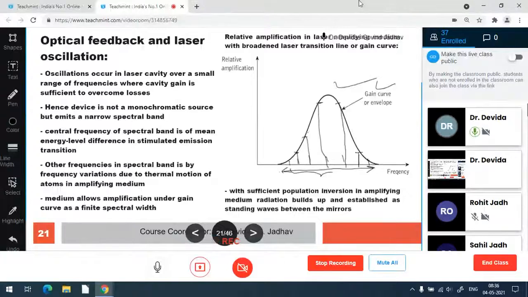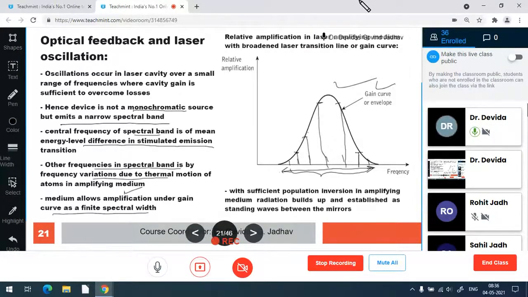These many frequencies are generated. So as this source generates these many frequencies, the device is not a monochromatic source in the true sense, but it emits a narrow spectral band. So the central frequency of the spectral band is the mean energy level difference in the stimulated emission transition. Another frequency in the spectral band is due to frequency variations from thermal motion. This medium allows amplification under the gain curve only, with a finite spectral width.